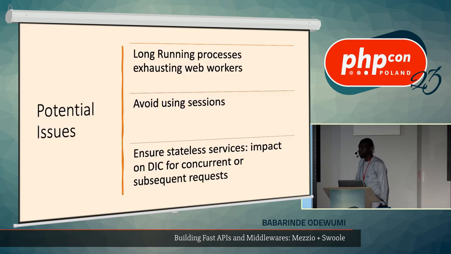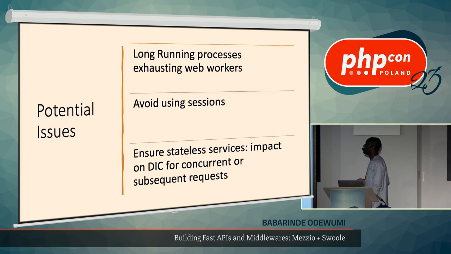Now, let's talk about the potential issues, some of which I have mentioned, but I can go into details of some of them. So you have long-running processes, and I think Bohuslav also talked about this. In your web workers, you want to make sure they are not doing too many things. If your web workers are running long-running processes, the next request will fail, because if you have exhausted all your web workers, there's nobody to respond to the next request. So you want to make sure that you are not having long-running processes in your web workers.